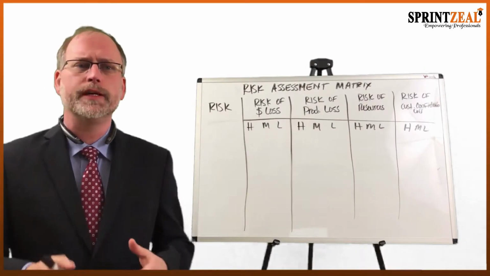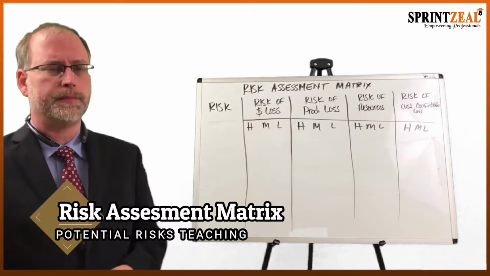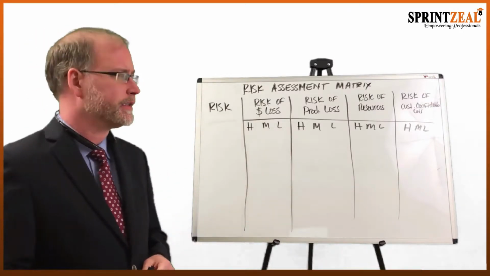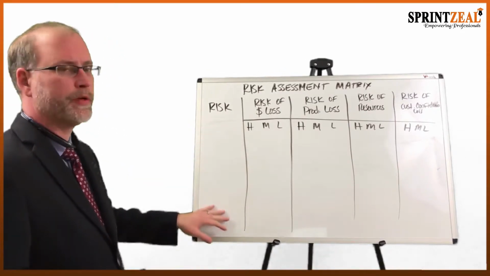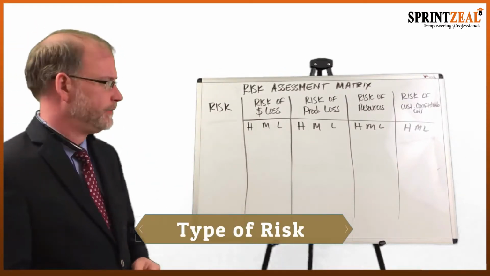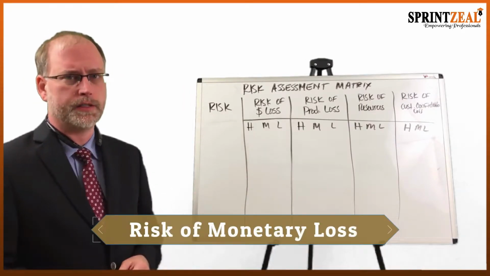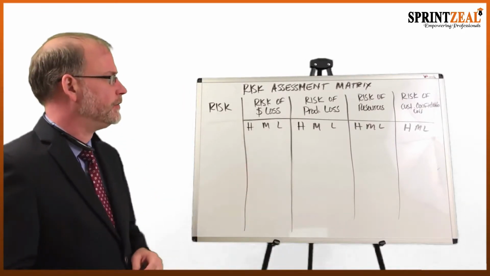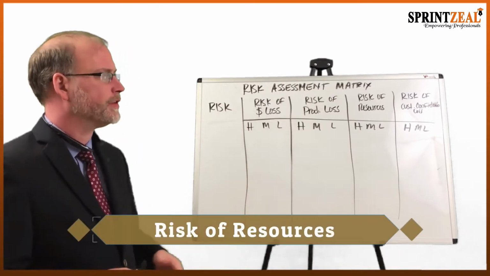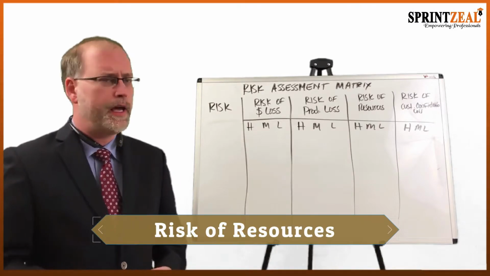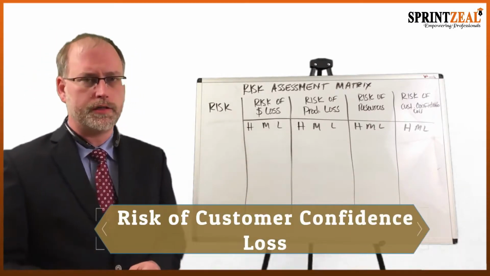So the potential risks of a project are assessed using the risk assessment matrix. Now, the risk assessment matrix is split up into really 5 columns. The first column represents the type of risk that we're assessing. The first column looks at the risks of monetary loss. The second column looks at the risk of productivity loss. The third column is the risk of resources. And then the last column is the risk of customer confidence loss.